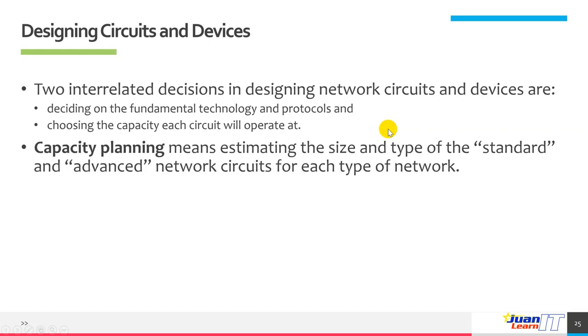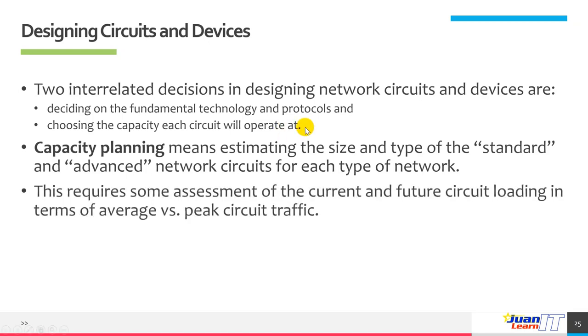This requires the current and future circuit loading, the amount of data transmitted on a circuit. This analysis can focus on either the average circuit traffic or the peak circuit traffic. For example, in an online banking network, traffic volume peaks are usually in the mid-morning, at bank opening, and just prior to closing. Airline and rental car reservation network designers look for peak volumes before and during the holidays or other vacation periods, whereas telephone companies normally have their highest peak volumes on Mother's Day.